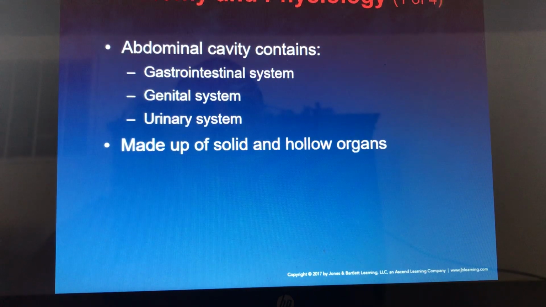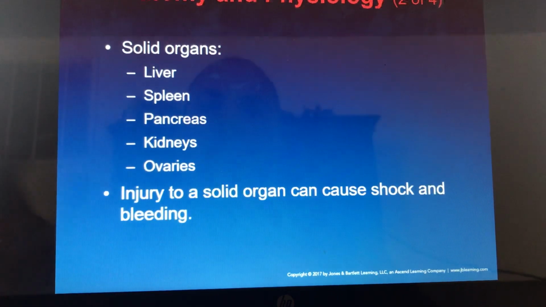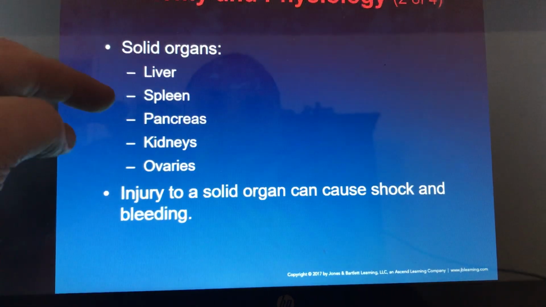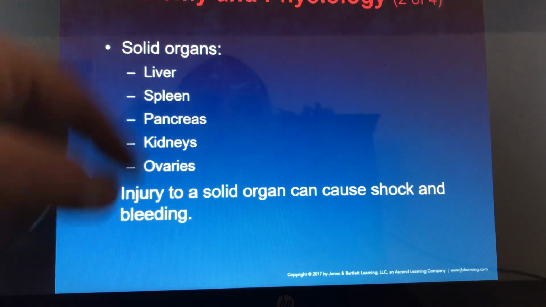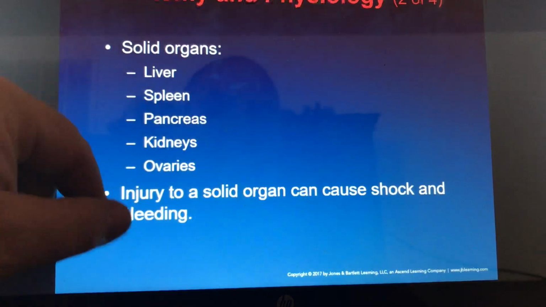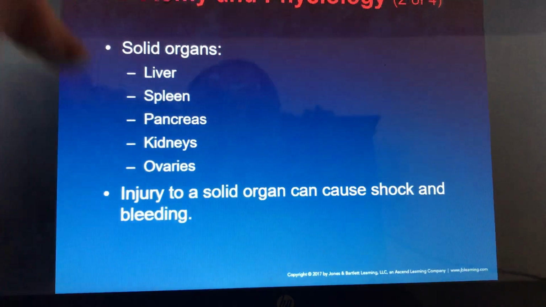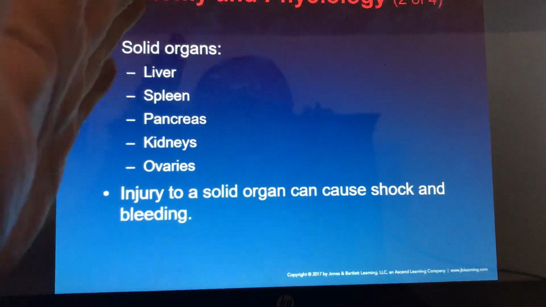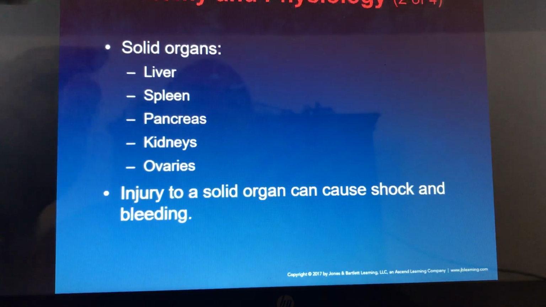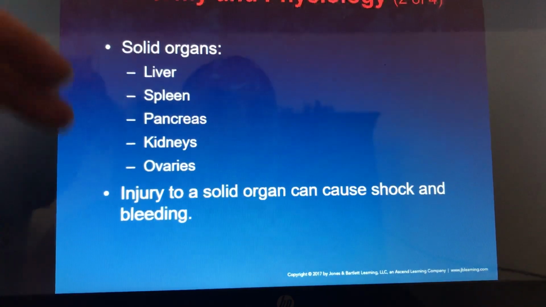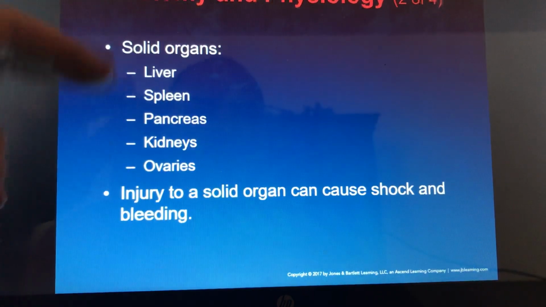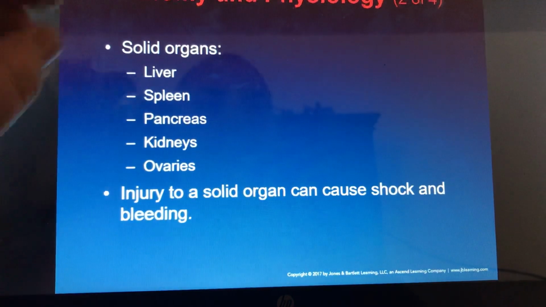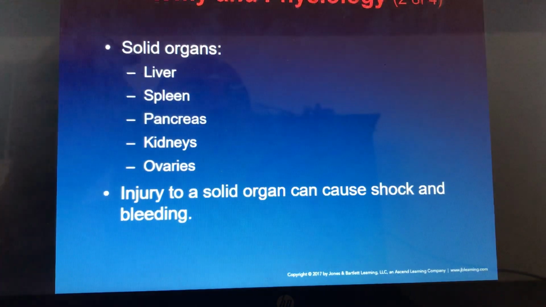We'll talk about the abdominal cavity. They want to point out right now there are solid and hollow organs. Solid organs are your liver, your spleen, your pancreas, your kidneys, and the ovaries. Injuries to any of these, especially from blunt force trauma, which again we did not go over, but blunt force trauma is basically where you're hit with something, whether in a car wreck or anything of that nature. These organs are very vascular, meaning they have a lot of blood flow going to them, and any tear in them can cause internal bleeding.